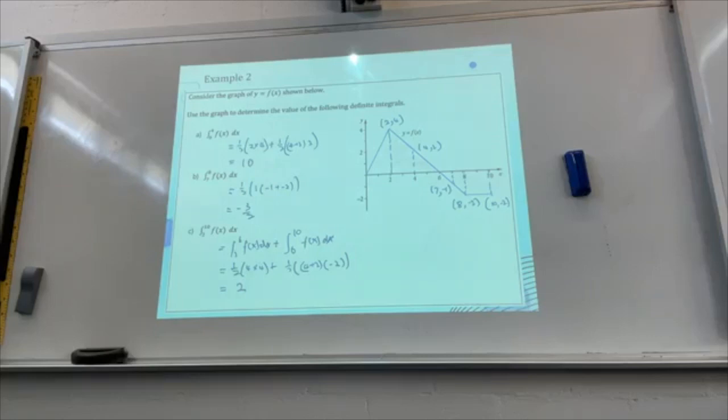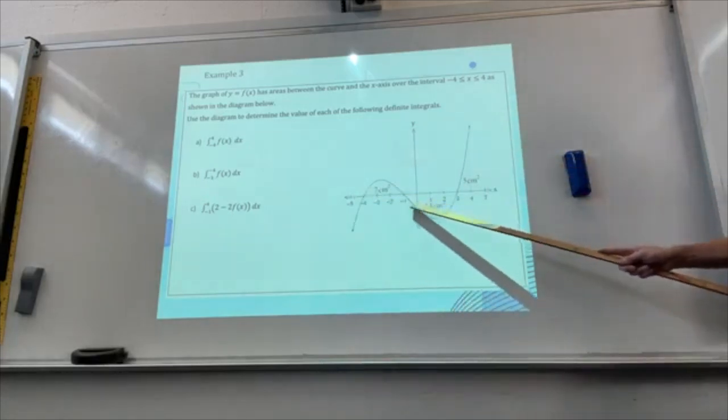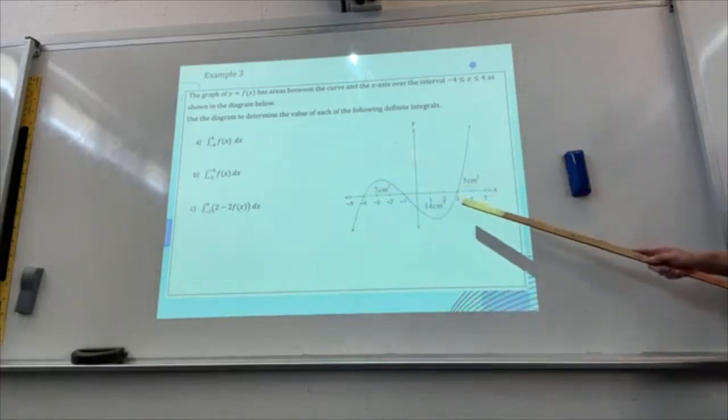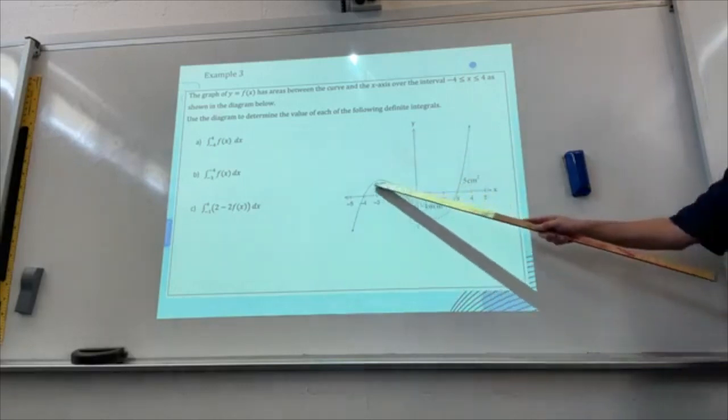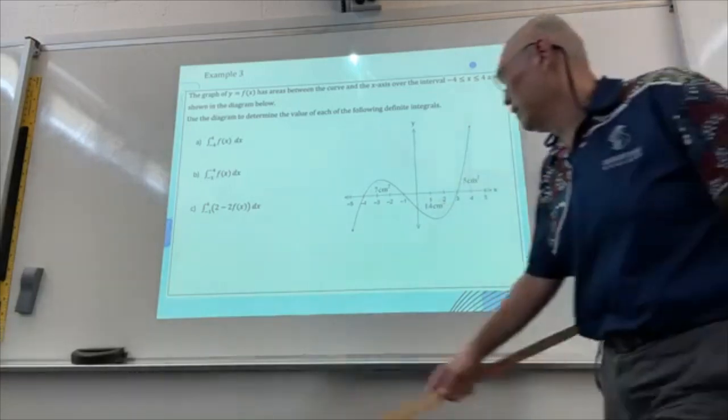All right. Let's go to example 3, please. Sine area example 3. Now, in example 3, you're given the area already. So you know the area from -4 to -1, -1 to 3, and 3 to 4. You know there's 7 centimeters square, there's 14 centimeters square, there's 5 centimeters square.